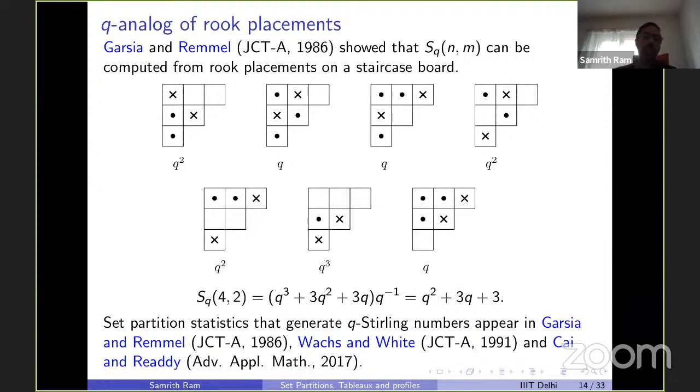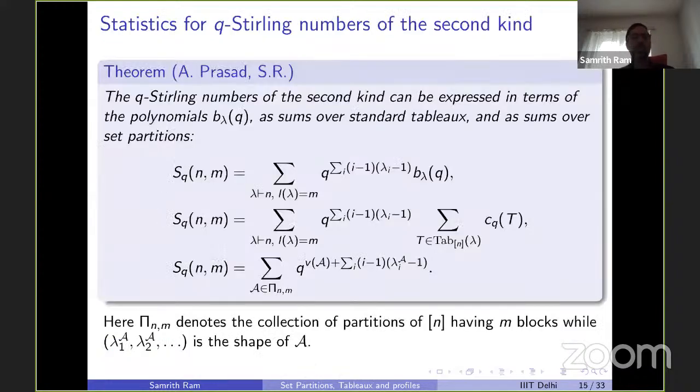Set partition statistics that generate these numbers have been known for a while. Notably, they appear in the work of Garsia and Remmel, Wachs and White, and also Cai and Readdy in a more recent paper. In this spirit, we also produced some statistics which allow us to generate the q-Stirling numbers of the second kind.